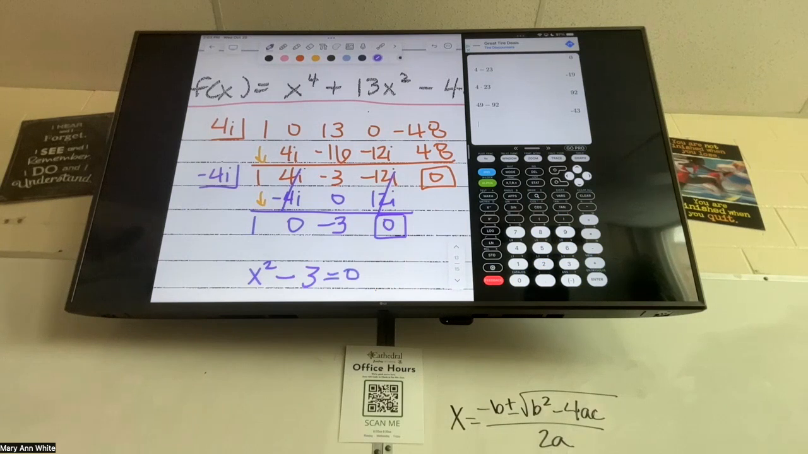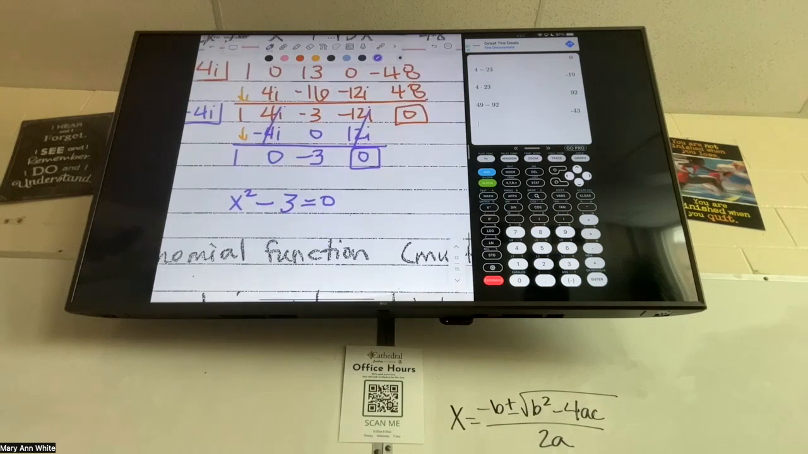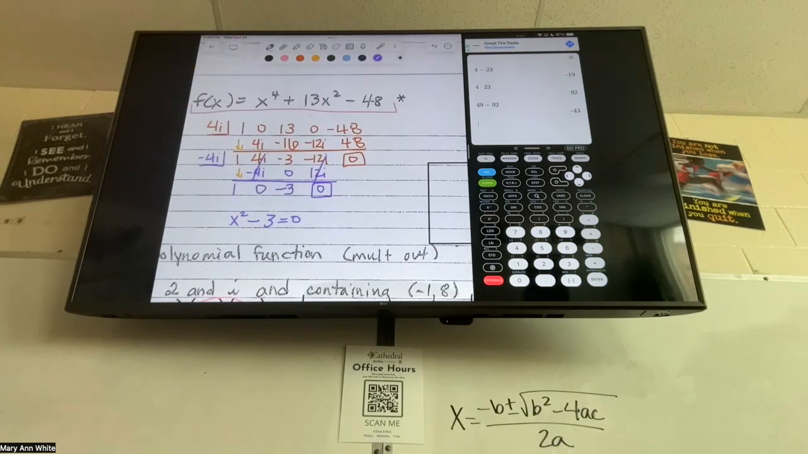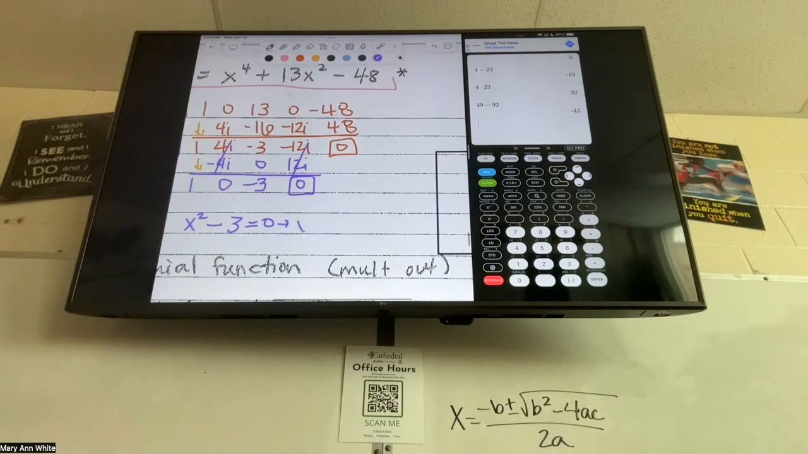And I don't have any x terms, so it's 0. Now, this is where I would say, let's factor, let's use the quadratic formula. You don't actually need to factor or use the quadratic formula. Can you just solve this for x? Yeah. Add 3 to both sides. Square root. Good. And I like that you put plus or minus.